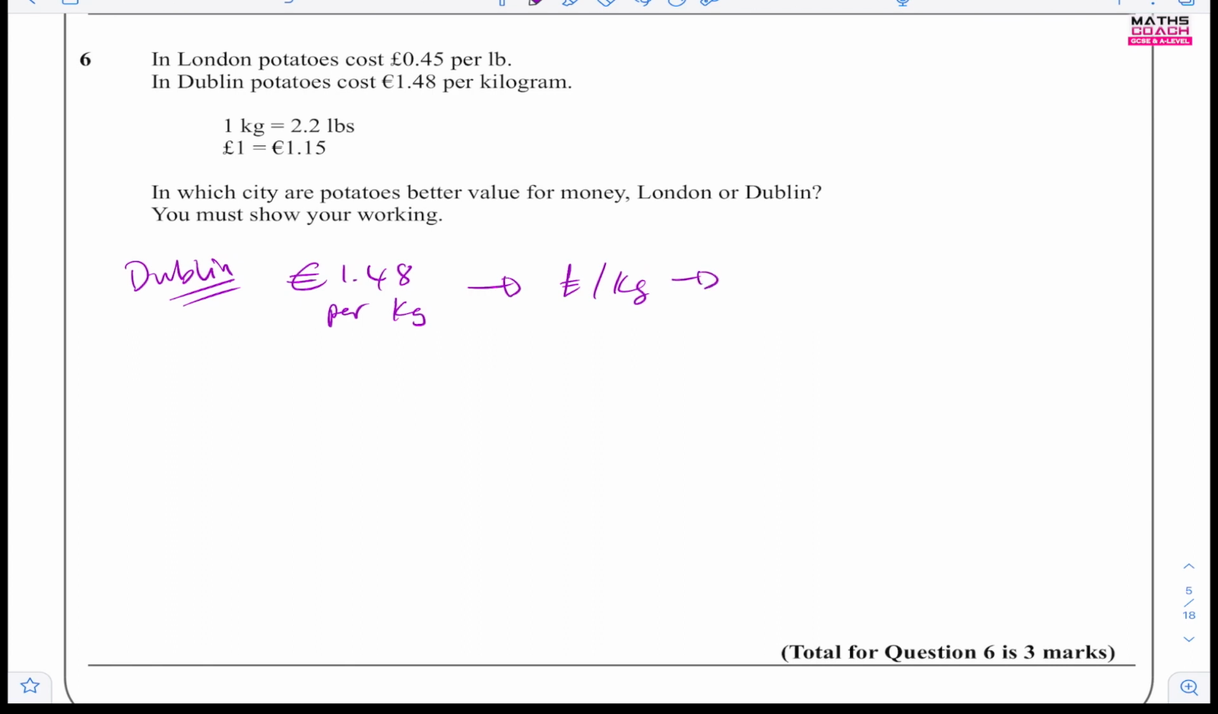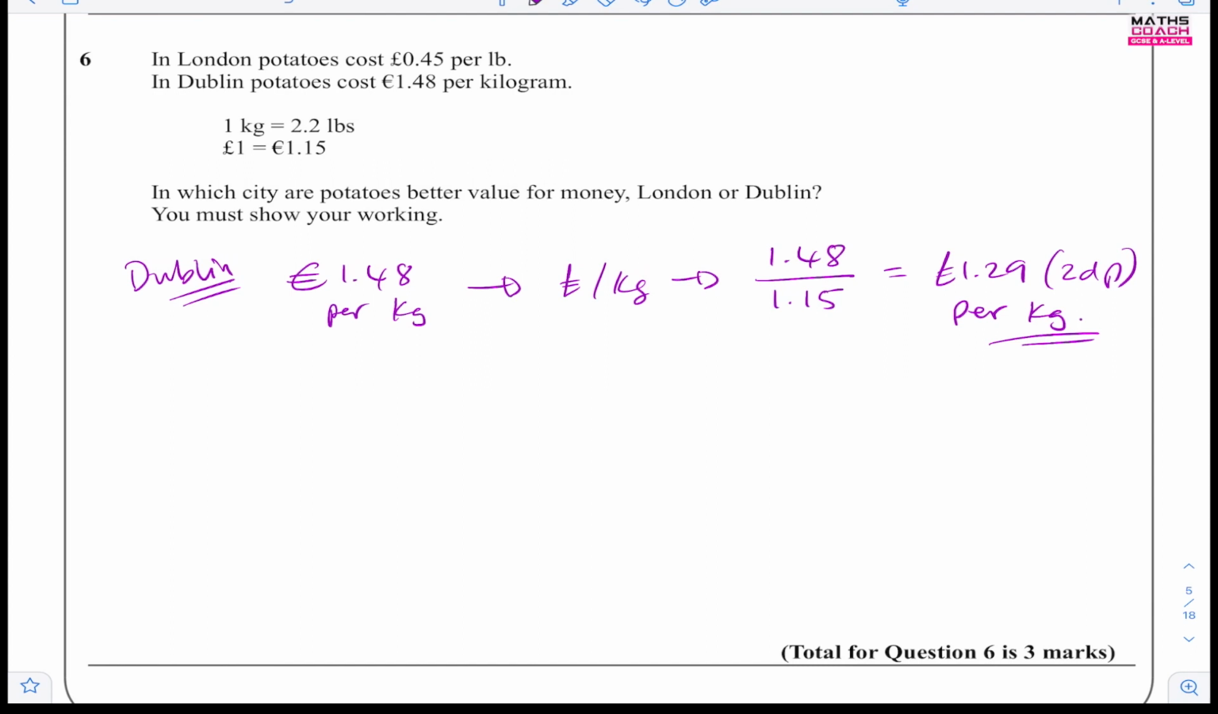So how do you do that? Well, simply the price that you pay is 1.48, and we'll just convert that by dividing by 1.15, which is pounds to euros. And that gives us £1.29 to 2 decimal places. We are dealing with money, so you have to round to 2 decimal places. So £1.29 is per kilo for the price of potatoes in Dublin.